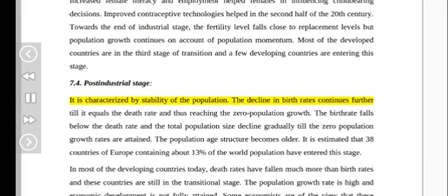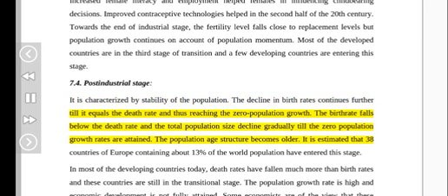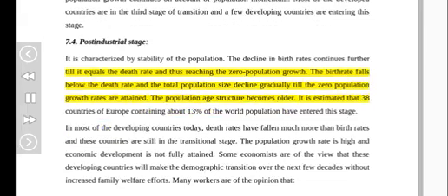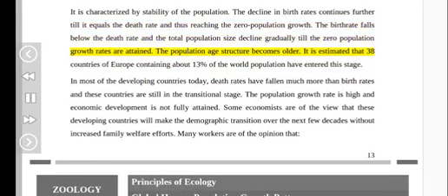7.4. Post-industrial stage. It is characterized by stability of the population. The decline in birth rates continues further till it equals the death rate, thus reaching zero population growth. The birth rate may fall below the death rate and the total population size declines gradually till zero population growth rates are attained. The population age structure becomes older. It is estimated that 38 countries of Europe containing about 13% of the world population have entered this stage.